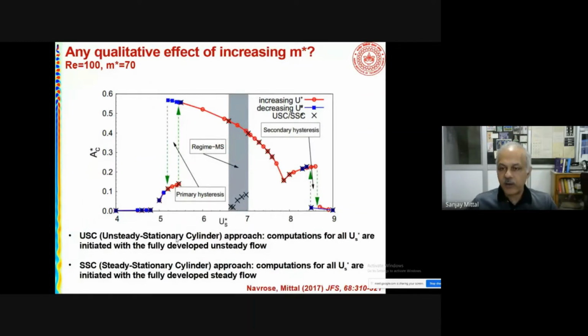Now what happens at different M stars? That's again a very important question, and this was investigated. So here is M star equal to 70.